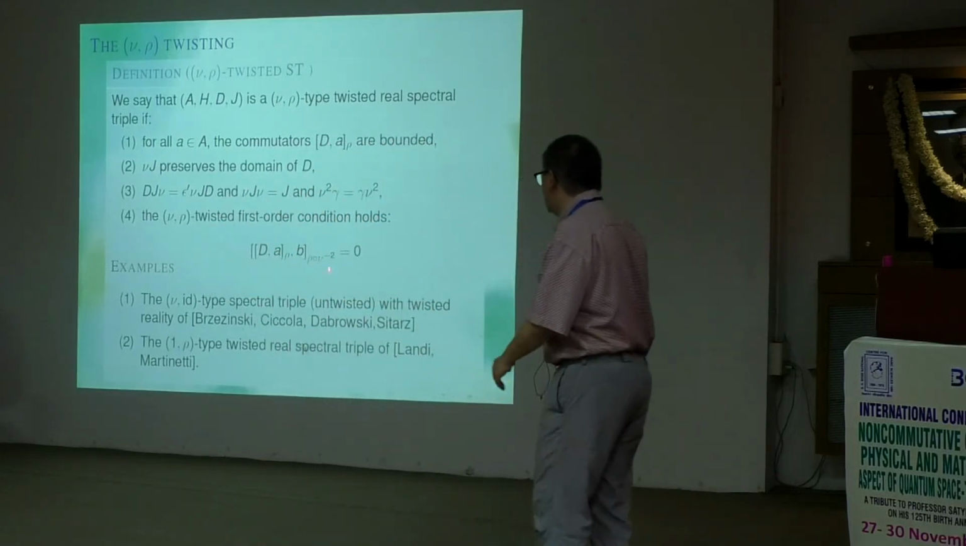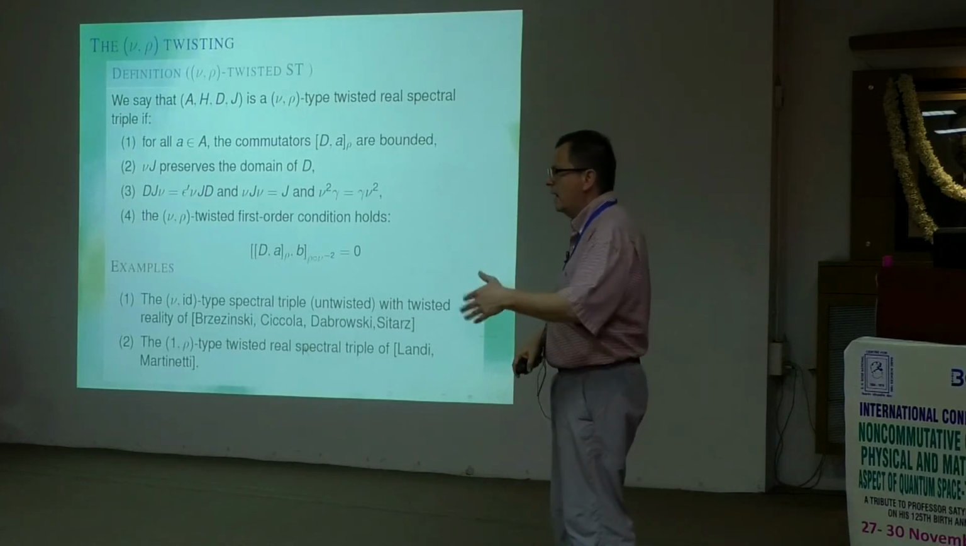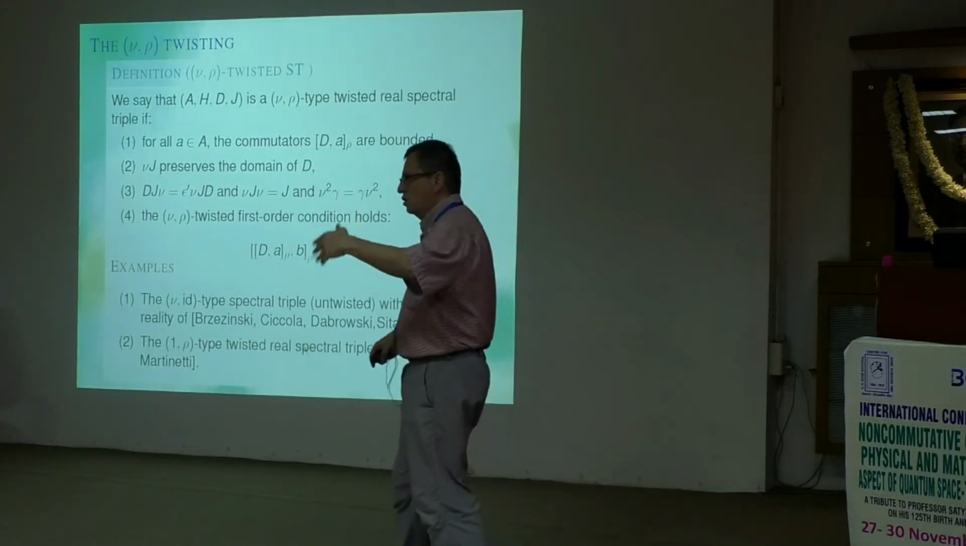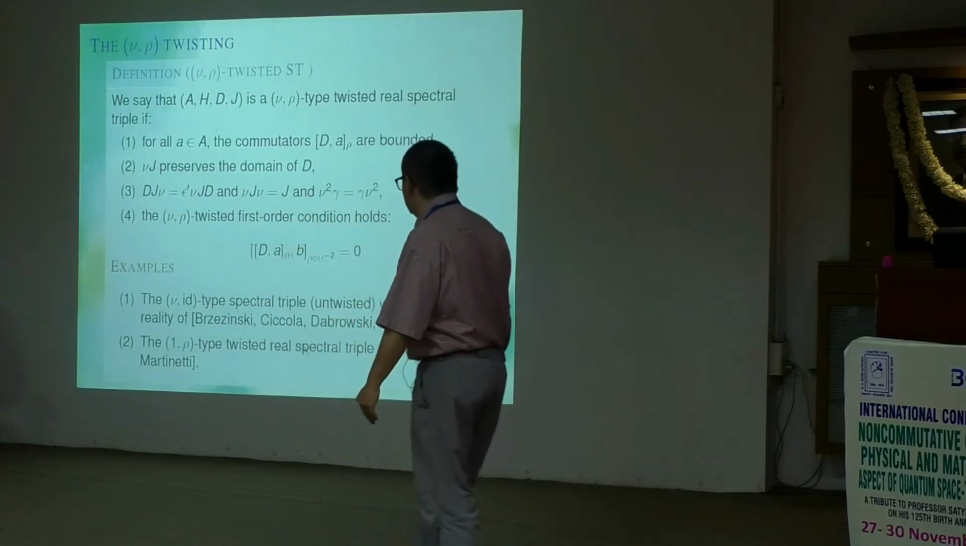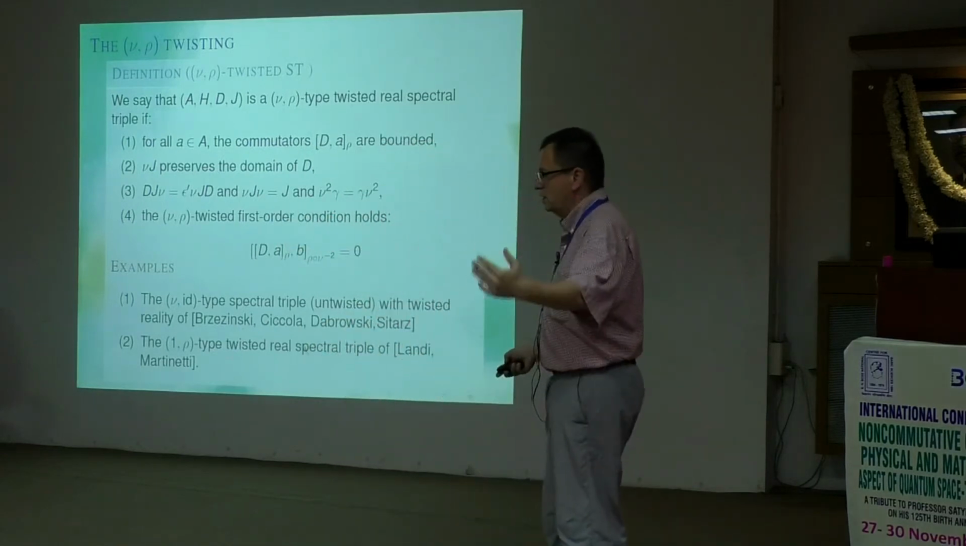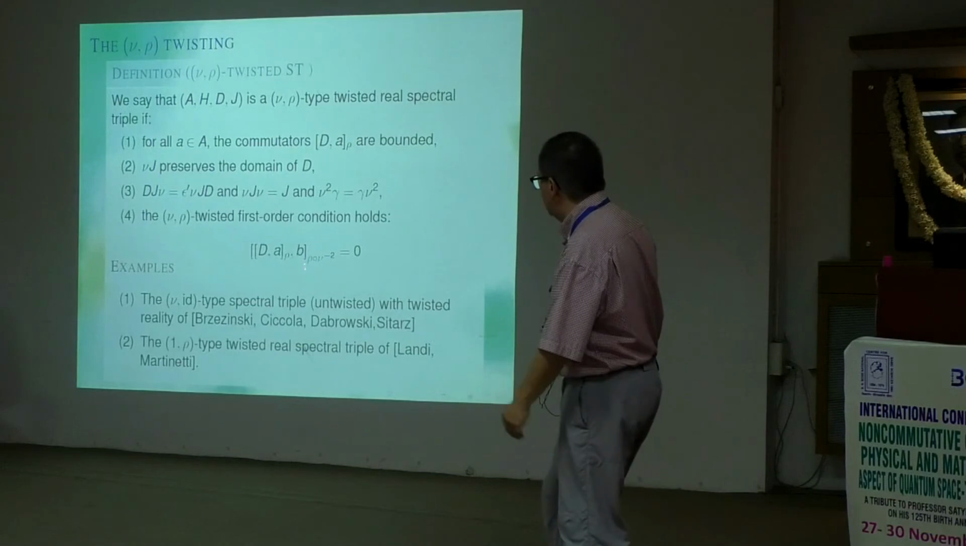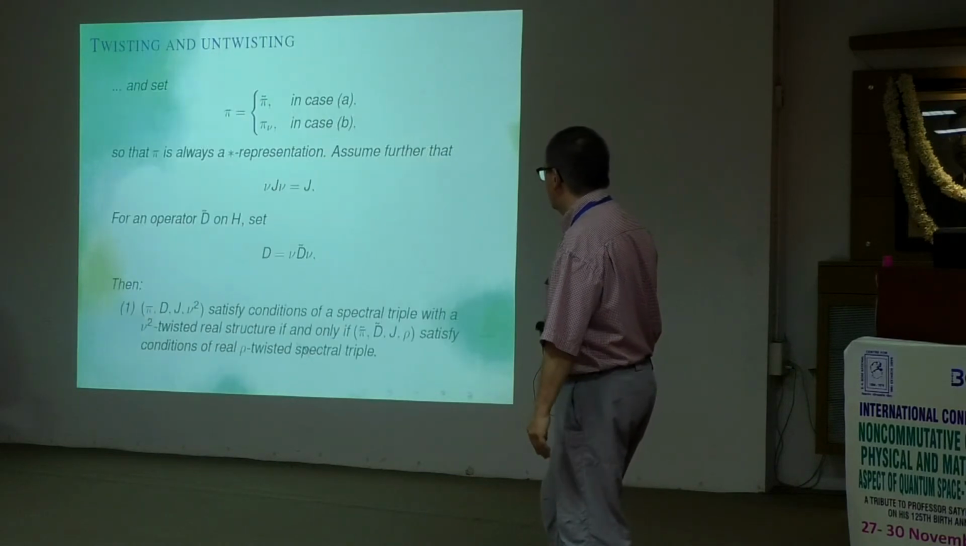Why is this important? Because the commutators are quite nice for the Fredholm module picture of things. So in the Fredholm module picture of things and for the computation of cyclic cohomology and all that, the commutators are really more important.